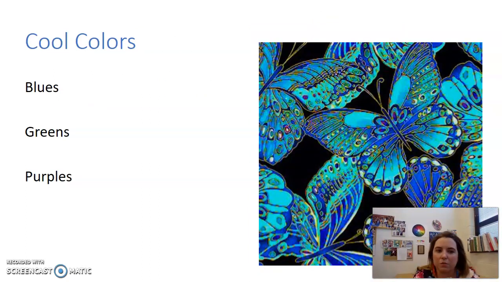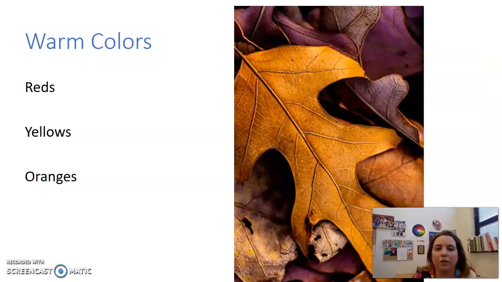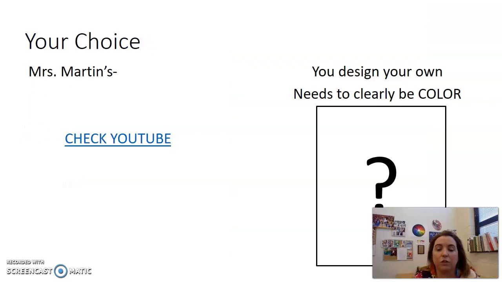You have cool colors, blues, greens, purples. These are very relaxing colors. Then you have warm colors, very cozy colors, reds, yellows, and oranges. So for color, you can check the YouTube page and see what I choose to do for color. You can straight up copy me, or you can choose to do your own version for color.